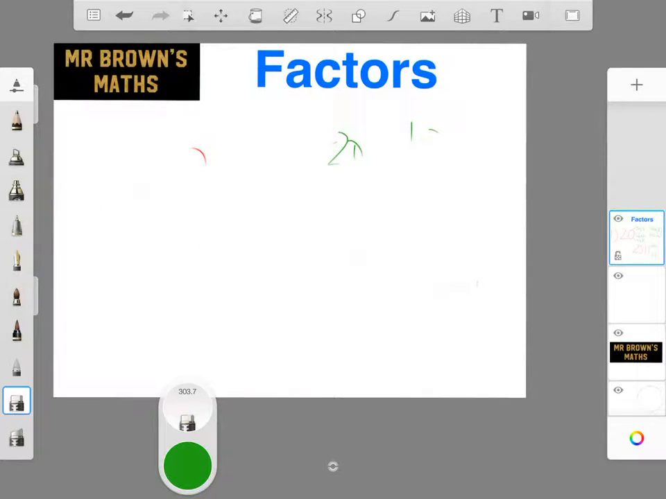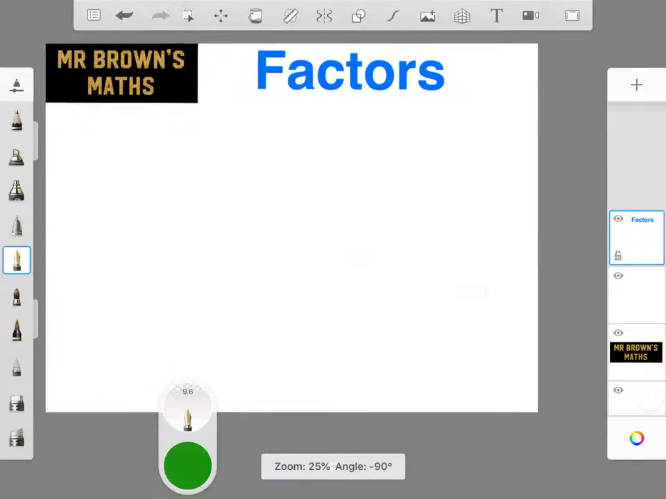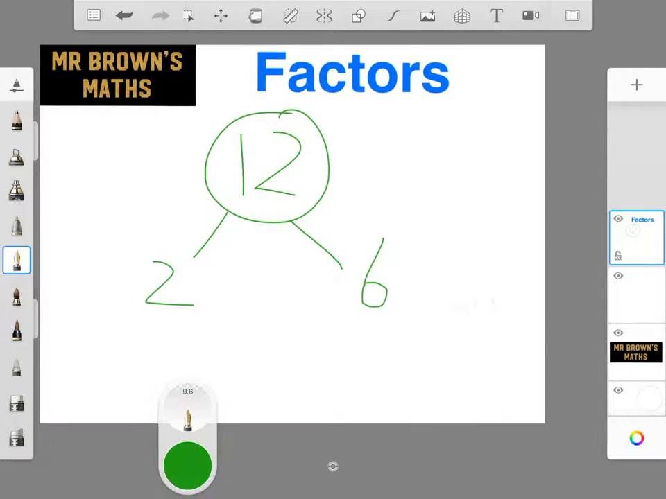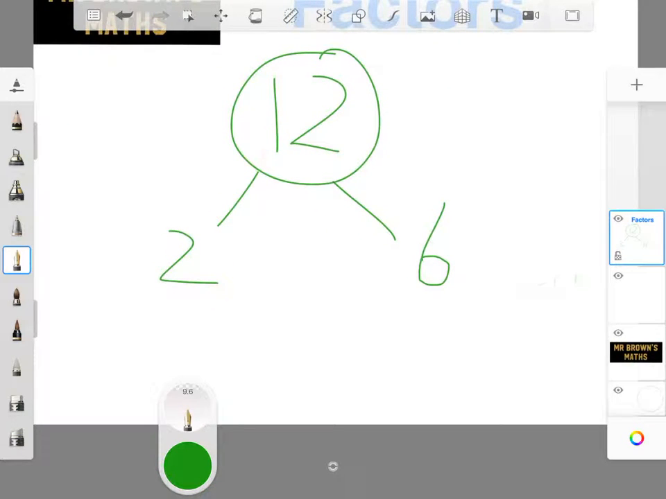Now we're going to move on to our next part of factors, and these are called factor trees. Factor trees are like this. Again, let's do 12. Let's circle 12. What we're going to do is just build up. We need to find something other than 1 and 12, so 2 and 6. Does anything else go into 2 apart from 1 and 2? No, it doesn't, so we circle that.